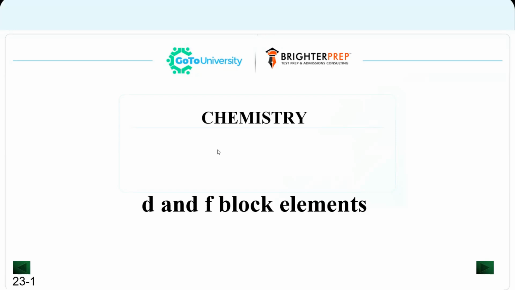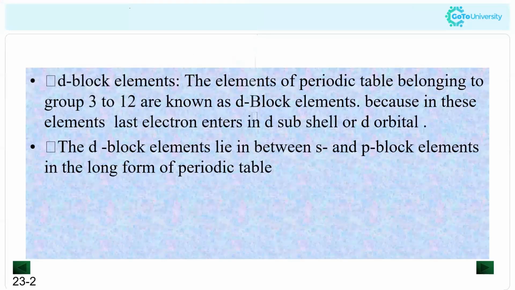So here we are starting from the d and f block elements. So the first one, what are d block elements? D block elements are the elements starting from group 3 of the periodic table until group 12. They are called d block elements, and the reason is that for these elements the last electron is coming in the d subshell or d orbital. That's why they are called d block elements.